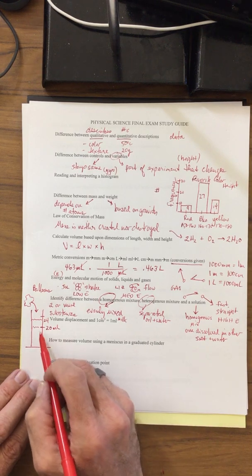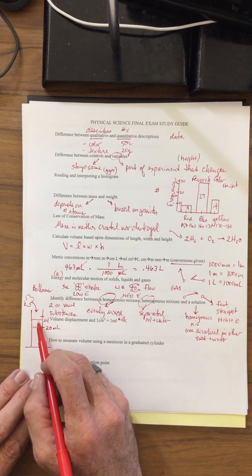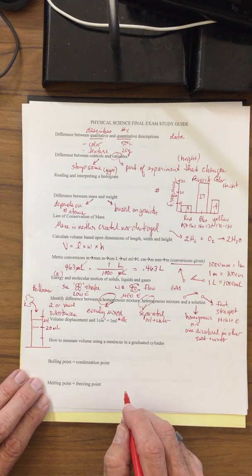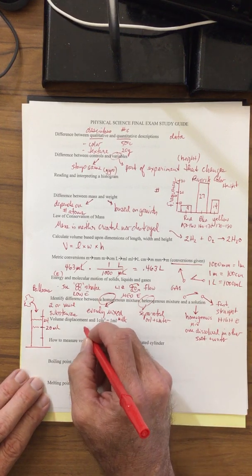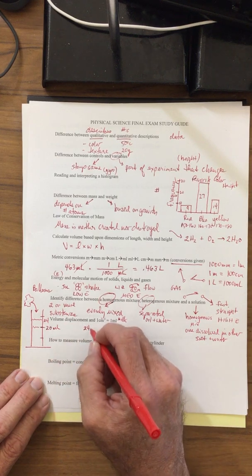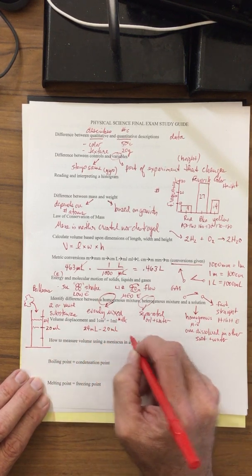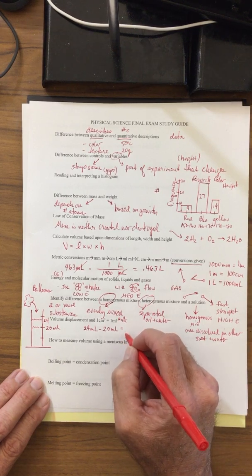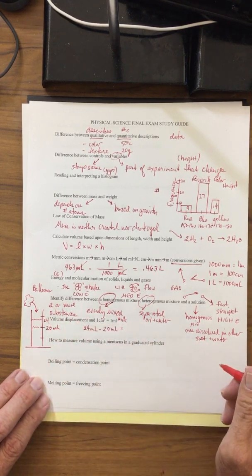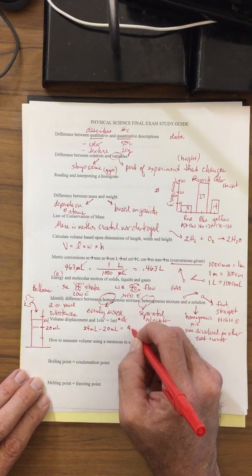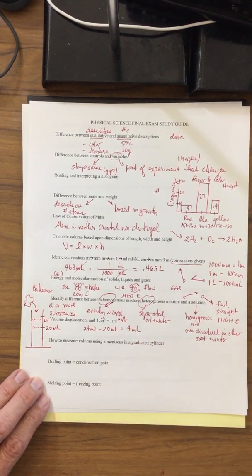So displacement means the water has been moved. It moved from 20 to 24 because of the volume that the rock, or the object, has. So you simply take your final volume of 24 milliliters, subtract your initial volume of 20 milliliters, and the difference between those two is the amount of water that it moved up, which was due to the object. So that'll be 4 milliliters.